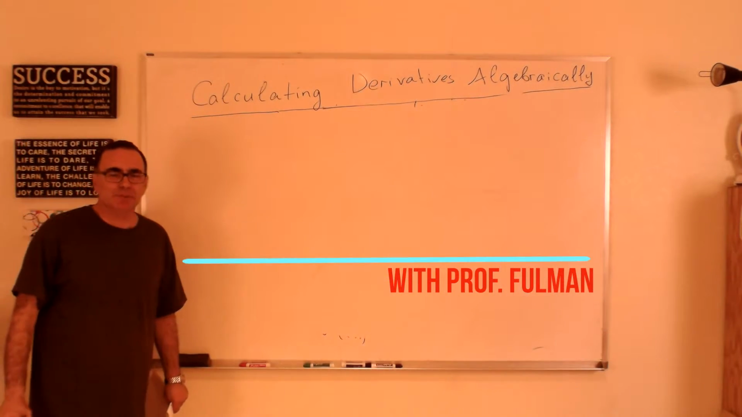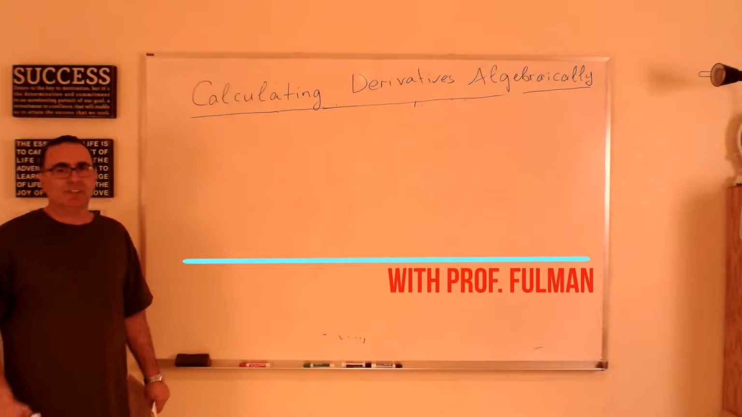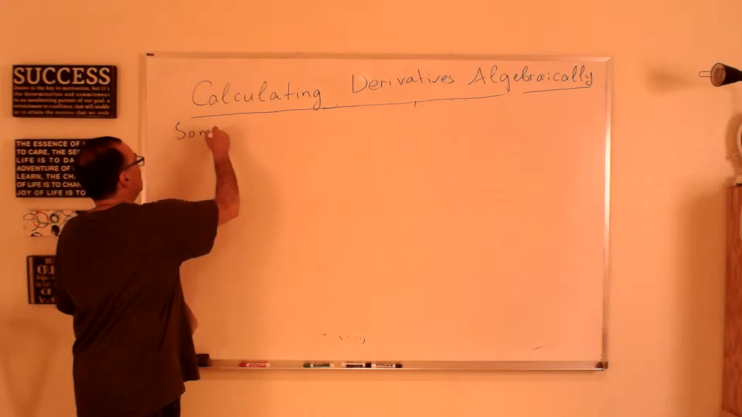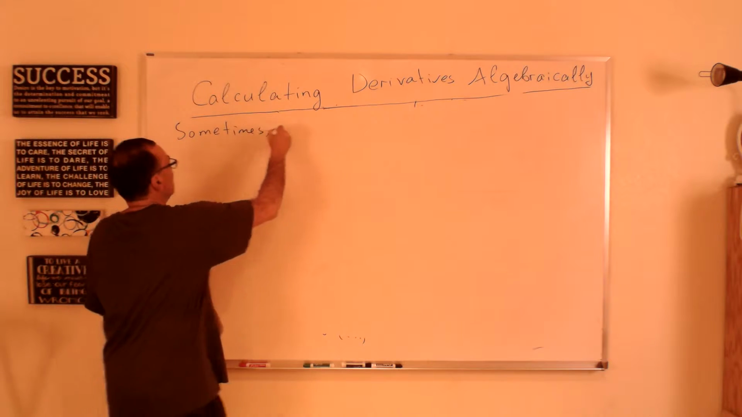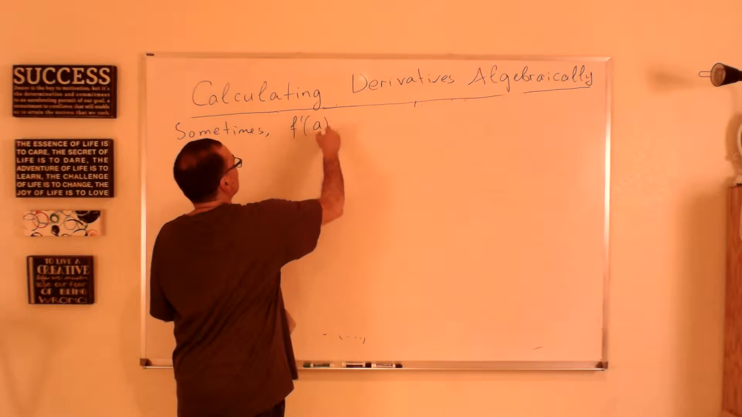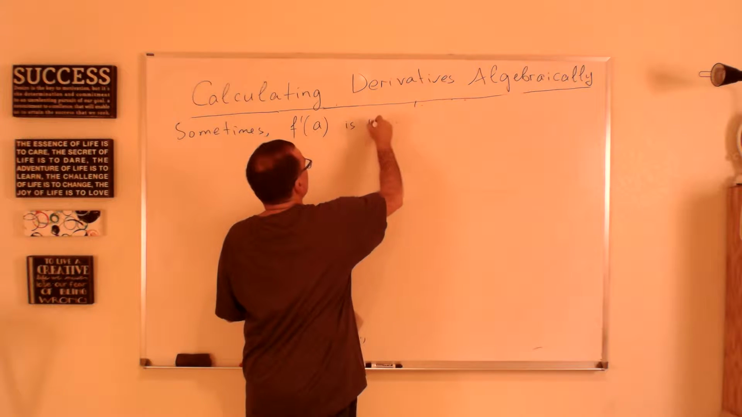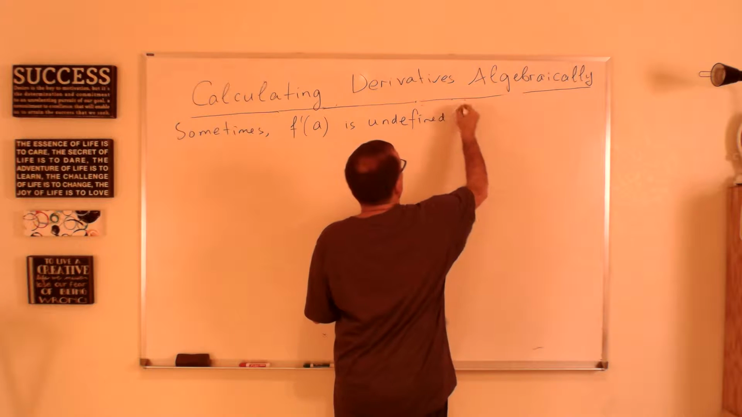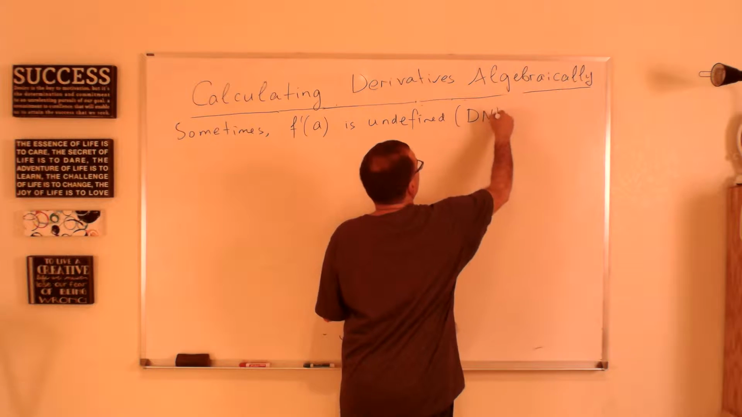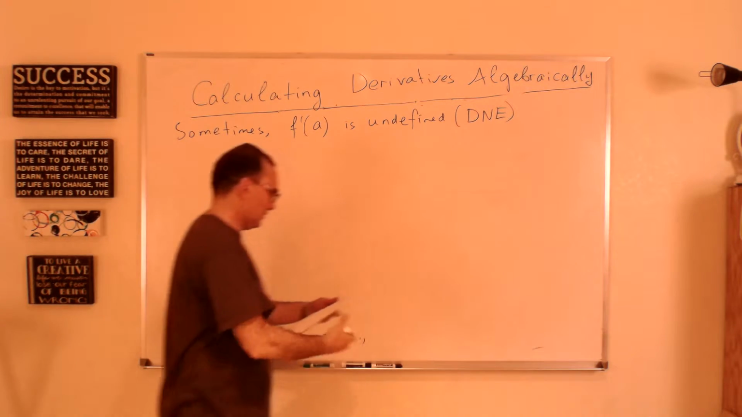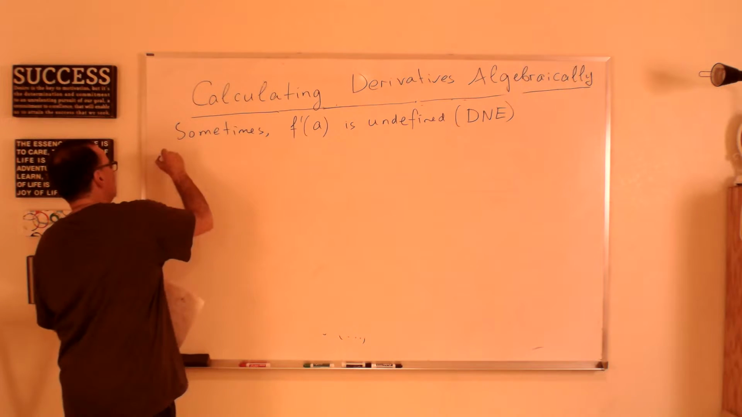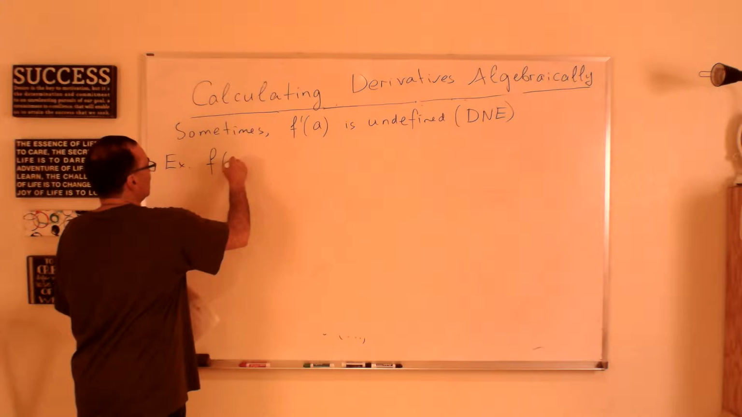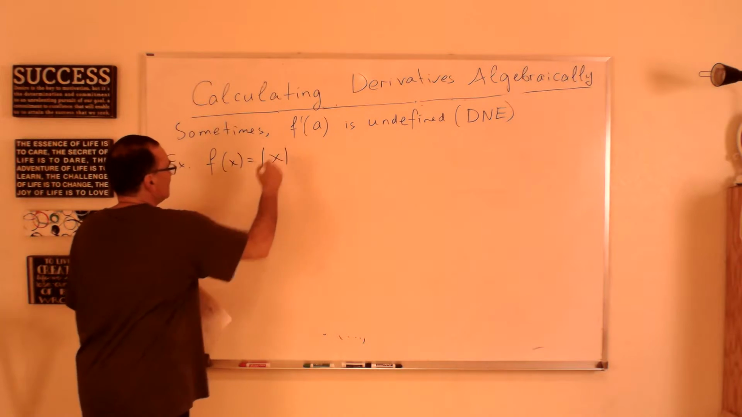In the next example, I want to show you that sometimes the derivative is undefined or does not exist. Sometimes the derivative at a certain point is undefined, which is in short denoted DNE for does not exist. And here's an example. Given the function f of x equals absolute value of x.